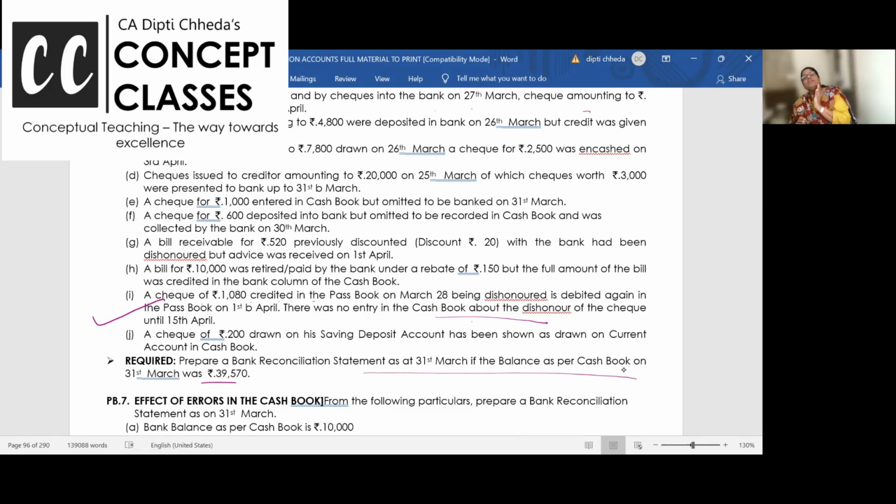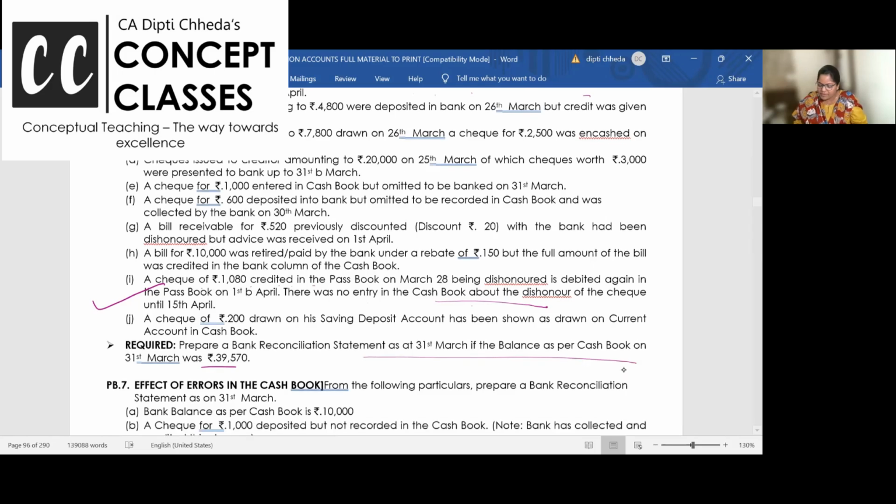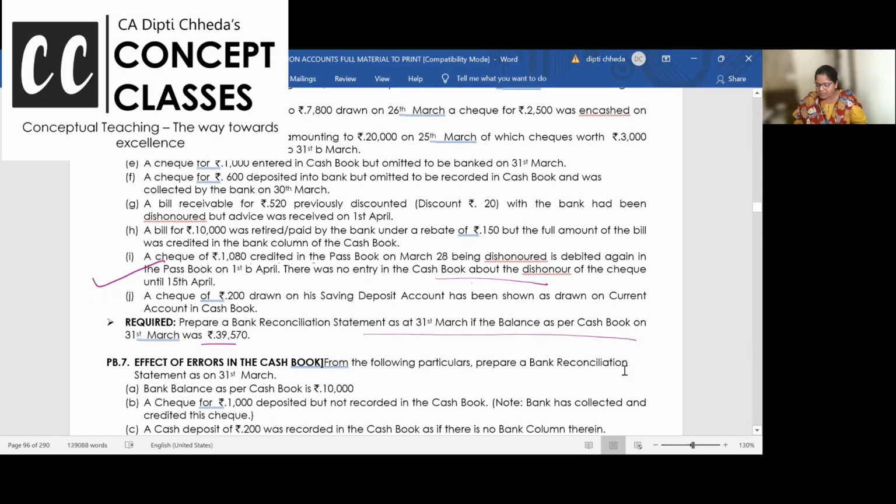So we did not credit it. So it's correct. Why we should credit now? We should credit it after 1st April only, na? Bank also debited after 1st April. So we should also credit after 1st April because it's dishonor. ठीक है? Right. So no entry will come for this.